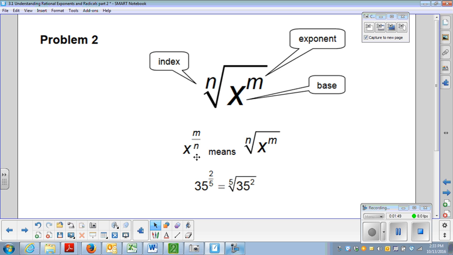So take a look at this example. You have x raised to the m over n. That means the nth root of your base x raised to the m power. So in this example, you have 35 raised to the 2/5. The number in the denominator goes in for your index. The 35 is your base, and the number 2 that's in the numerator is going to be your exponent. Now I'm going to show you how to solve problems where you want to go ahead and simplify those expressions.